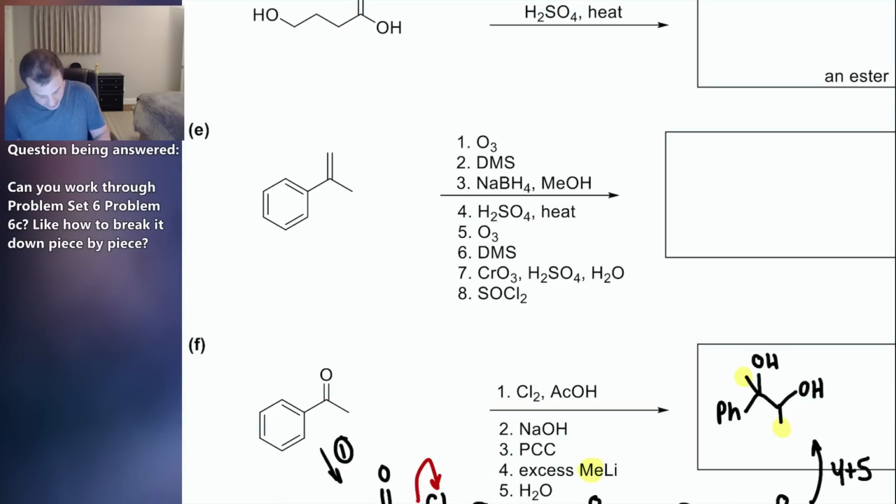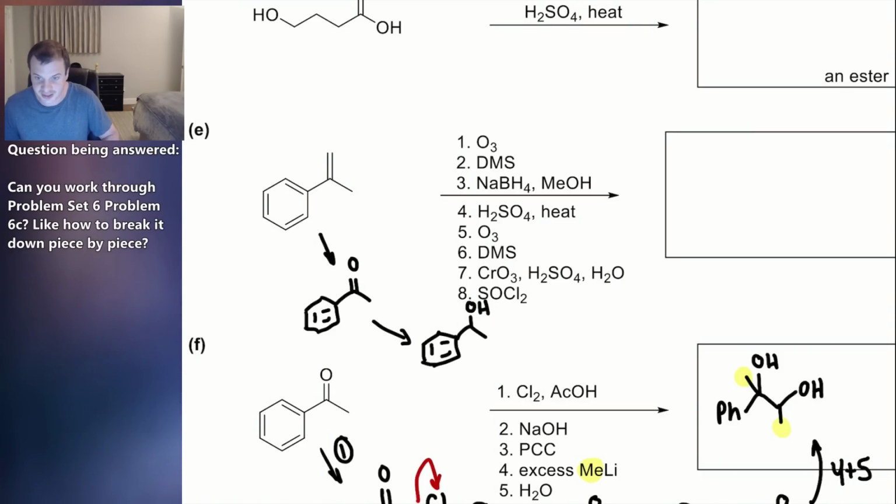Okay, let's do E. So the first step, we do ozonolysis. That's going to cut up our alkene into this ketone. Then NaBH4 in methanol is going to come along and reduce our ketone to the alcohol.